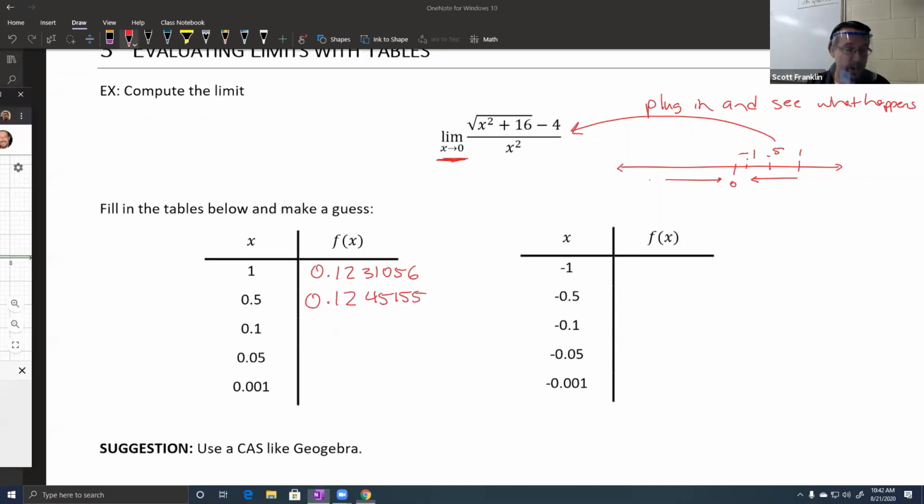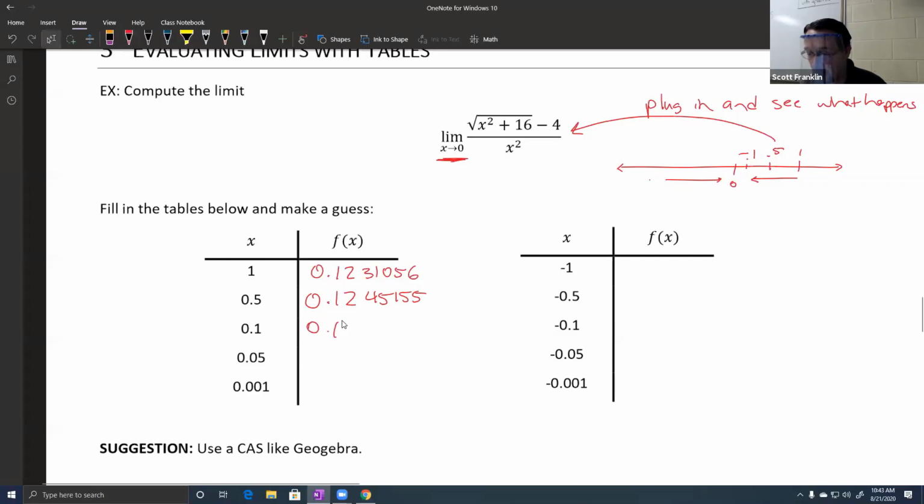And I'll go ahead and tell you what I get if I do f of 0.1. You see what I'm doing? I'm choosing numbers closer and closer to 1 from the right-hand side and seeing what happens to the output. This gives me 0.1249804. If I plug in 0.05, it's 0.1249951. And the next one is 0.1249998.